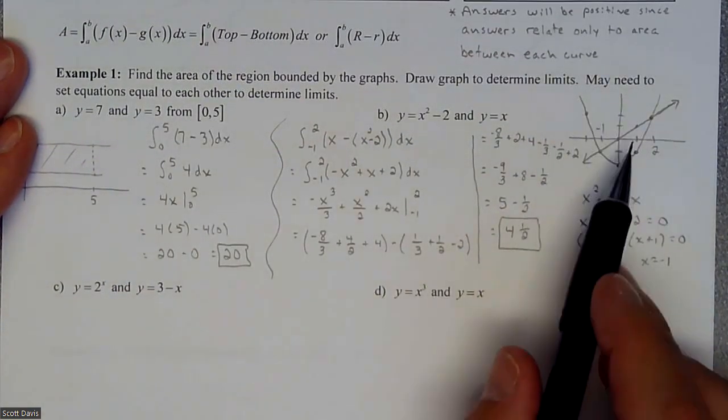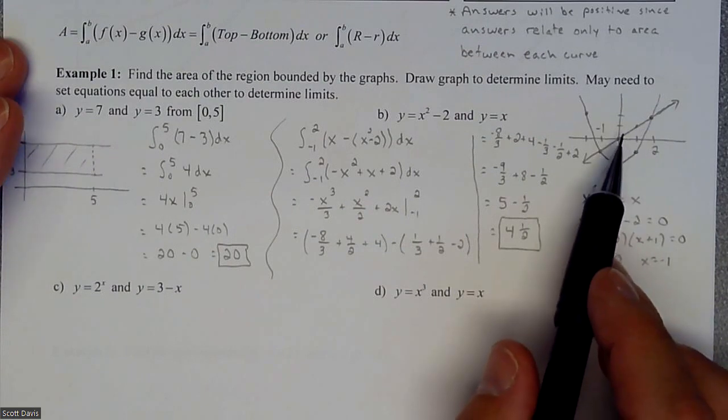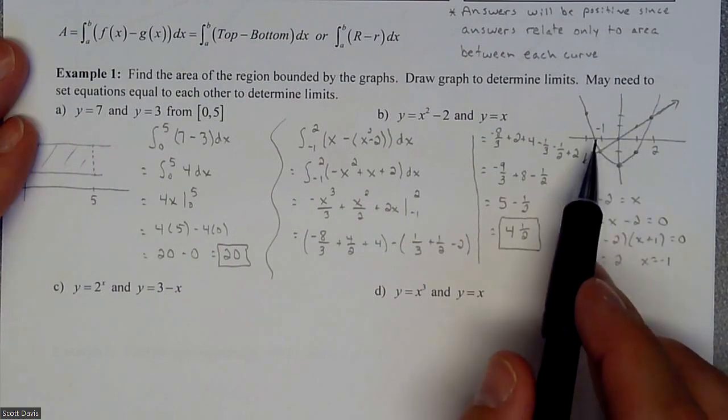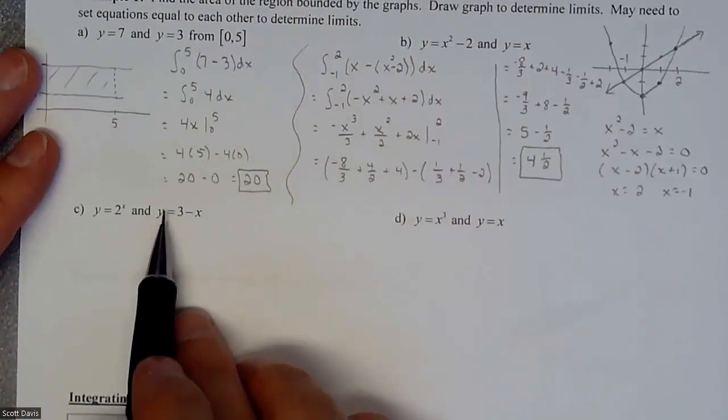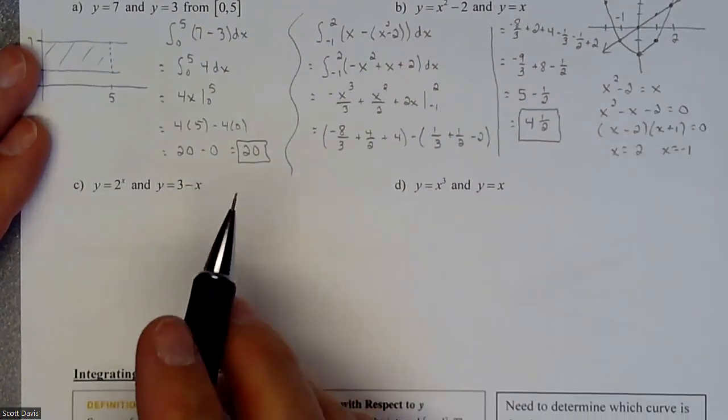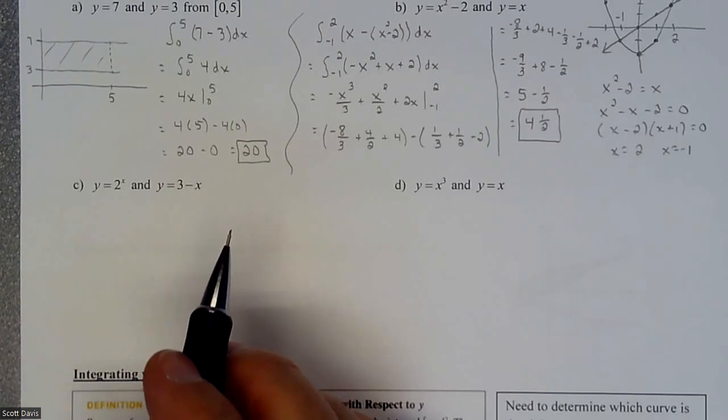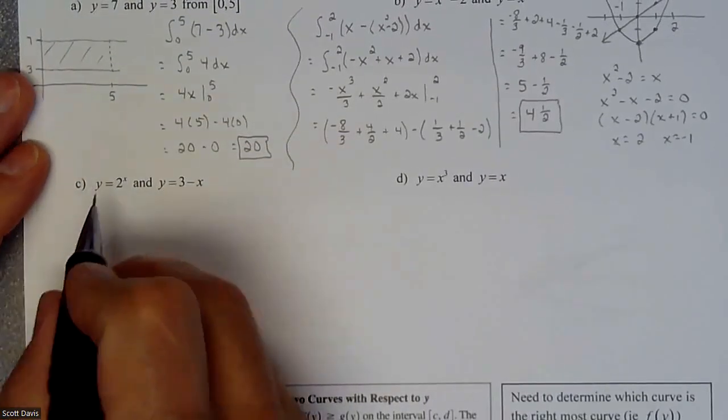So on this last one, we had to figure out the quadratic. We had to figure out which equation was on the top, which was on the bottom, and where they intersect, so that I can set all this stuff up. We're going to do the same thing here with an exponential and a linear. So the first thing we're going to do is create a graph.